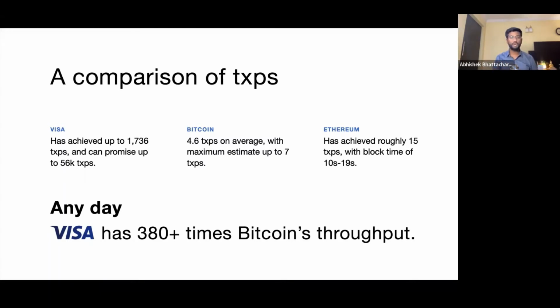On the other hand, Bitcoin has an astoundingly low transaction throughput of 4.6 transactions per second, or maximum 6 or 7 transactions per second if your block is getting mined faster, right? Ethereum achieves roughly 15 transactions per second with a block time of 10 to 19 seconds, right? So roughly that kind of throughput. If you compare Bitcoin and Visa, that's 380 times.